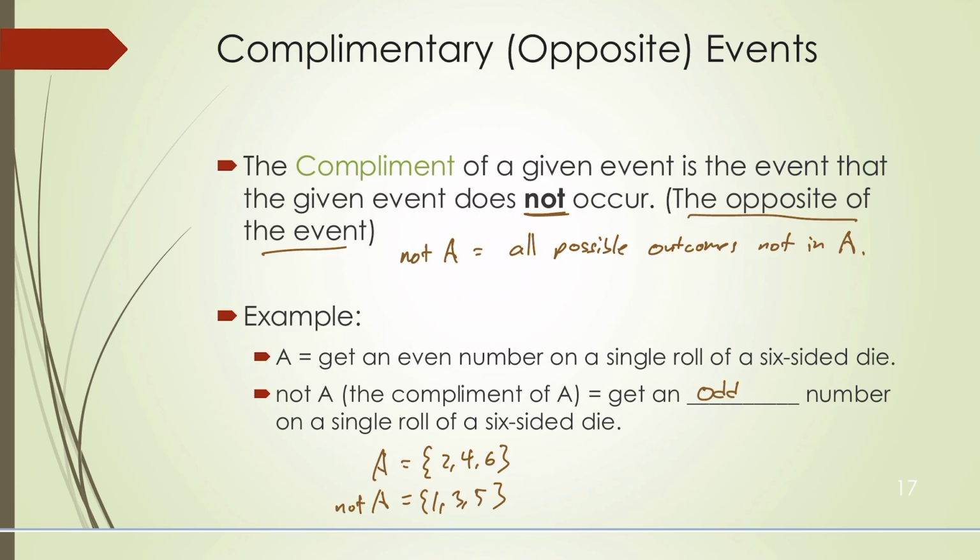Not A is sometimes written with a minus sign in front of A. Sometimes it's written like A prime. I think actually the book uses A prime. So let's go with that. It's A with an apostrophe after it. That's not A.